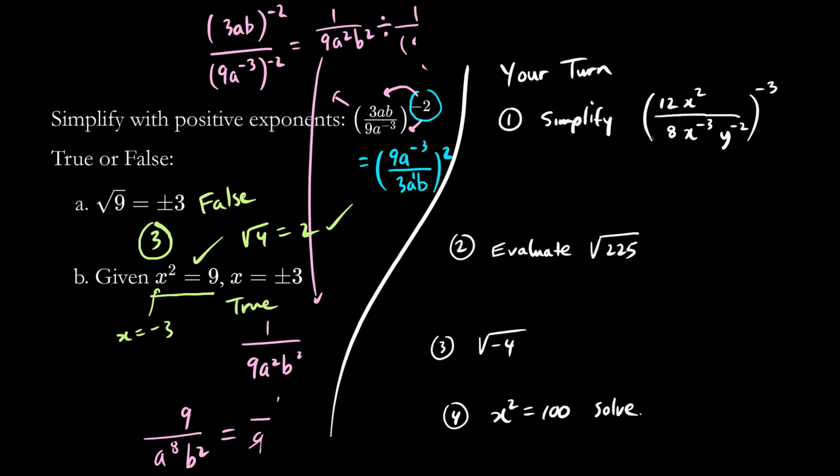Simplify. Bracket 12x squared divided by 8x to the -3, y to the -2, bracket all to the -3. Evaluate the square root of 225, if possible the square root of -4, and solve x when x squared equals 100. Good luck.